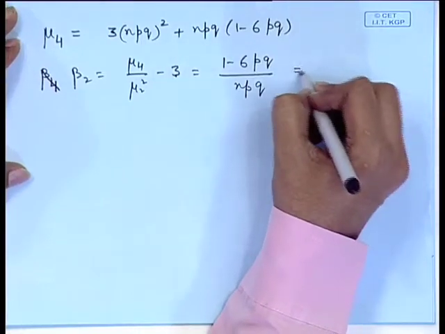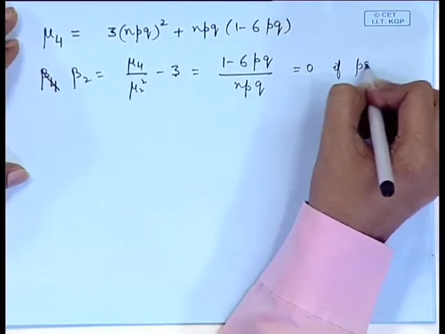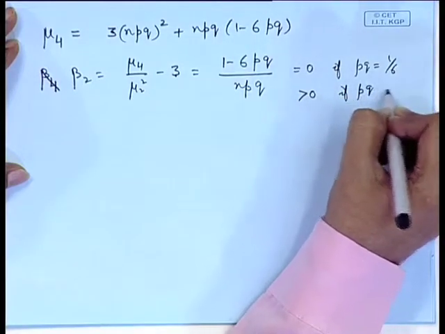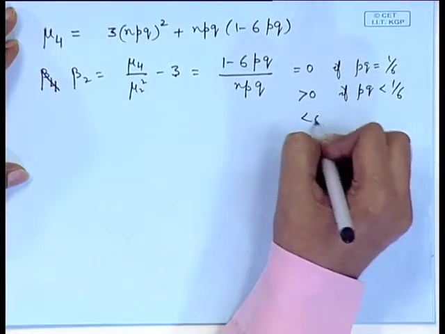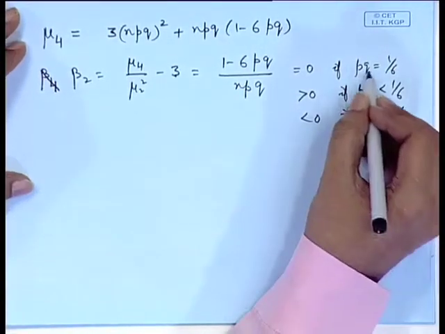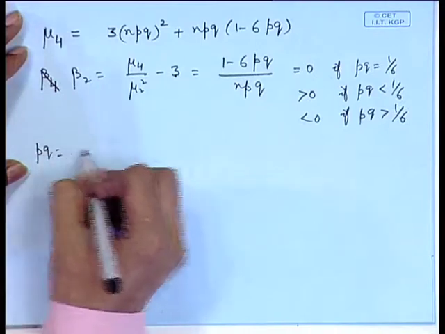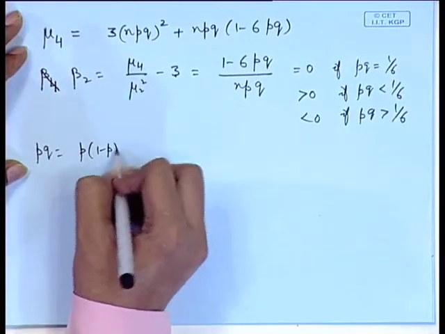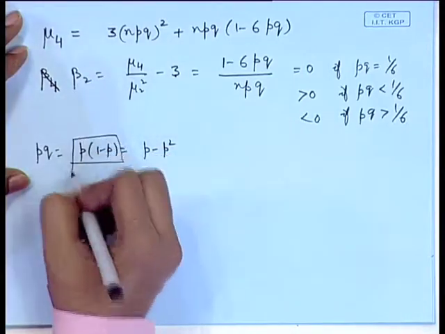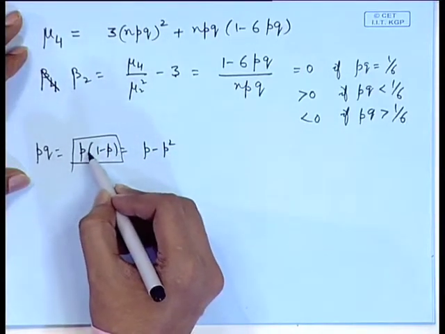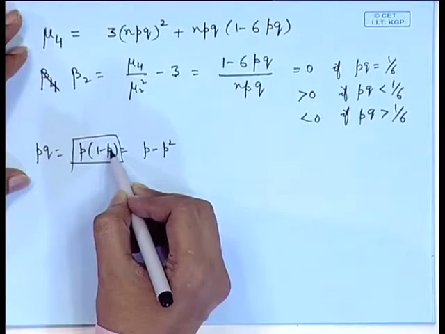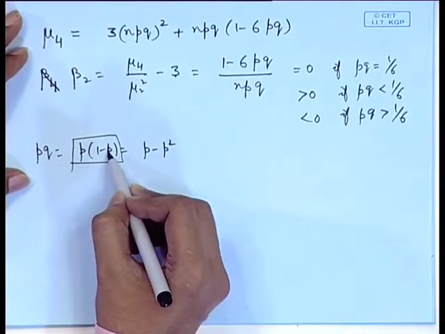So, obviously, this is equal to 0 if p q is equal to 1 by 6, it is greater than 0 if p q is less than 1 by 6, it is less than 0 if p q is greater than 1 by 6. Now, this p into q term is actually p into 1 minus p, that is p minus p square. Now, we know that the range of this is from 0 to 1 by 4. The maximum value is attained at p is equal to half.